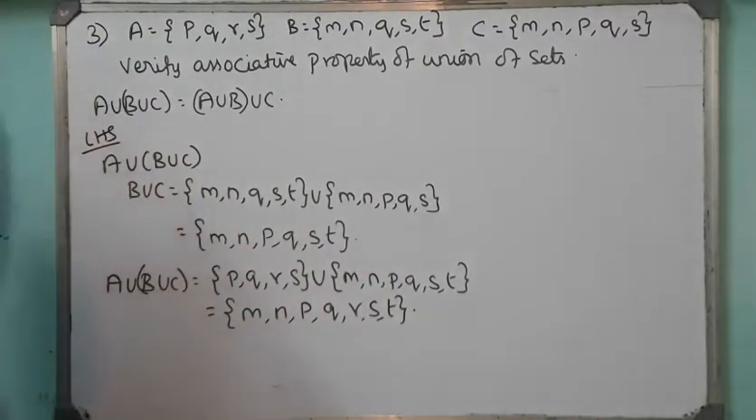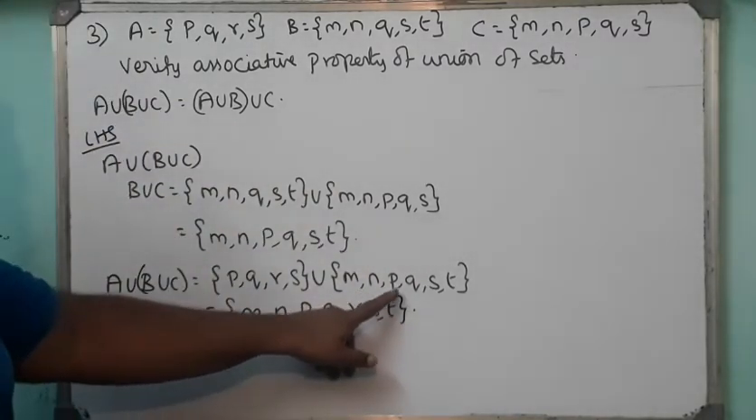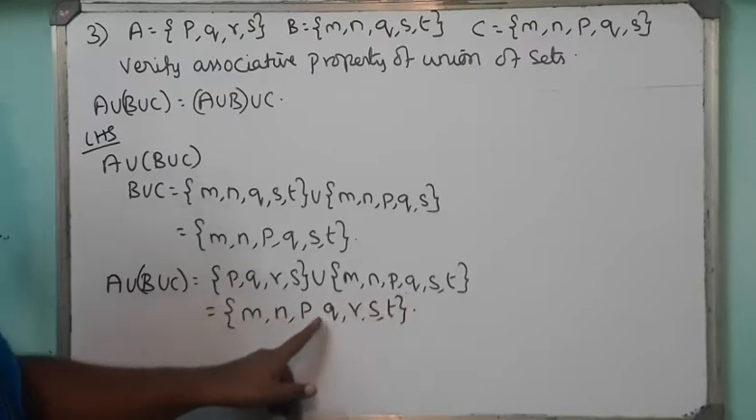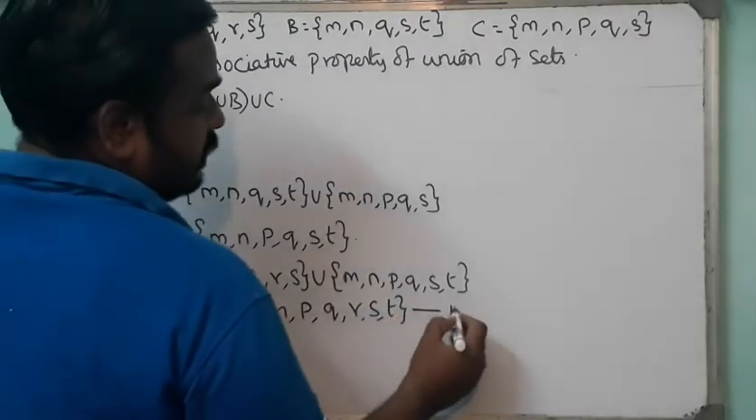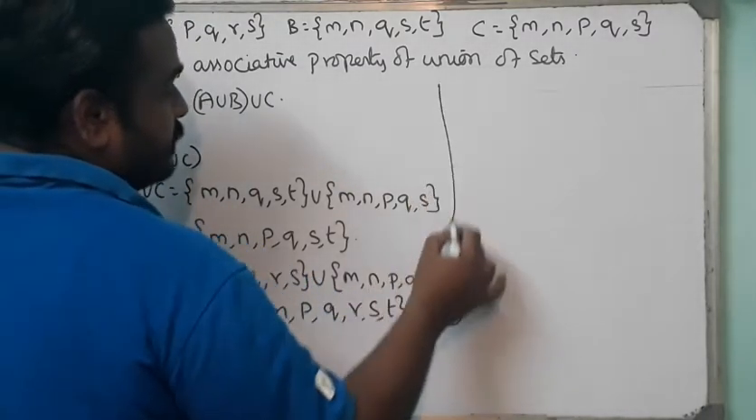See, you have written all the elements. M we have written, N we have written, P we have written, Q we have written, R we have written, S we have written, T we have written. We have written all the elements. So this is the final answer of LHS. Take this as equation 1.